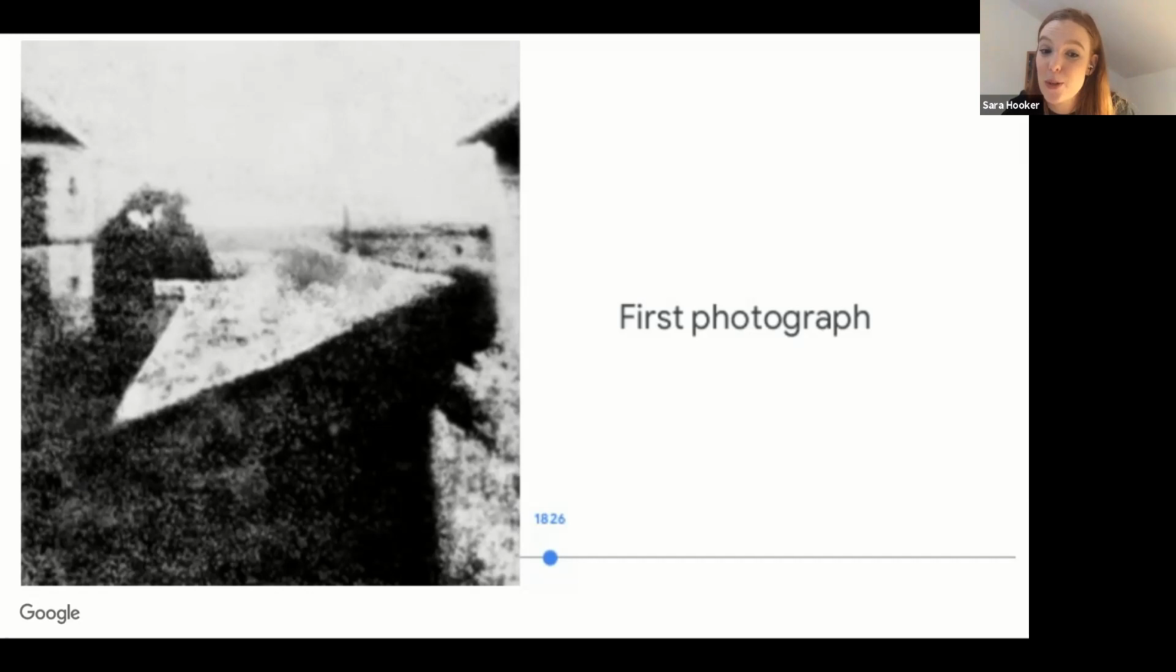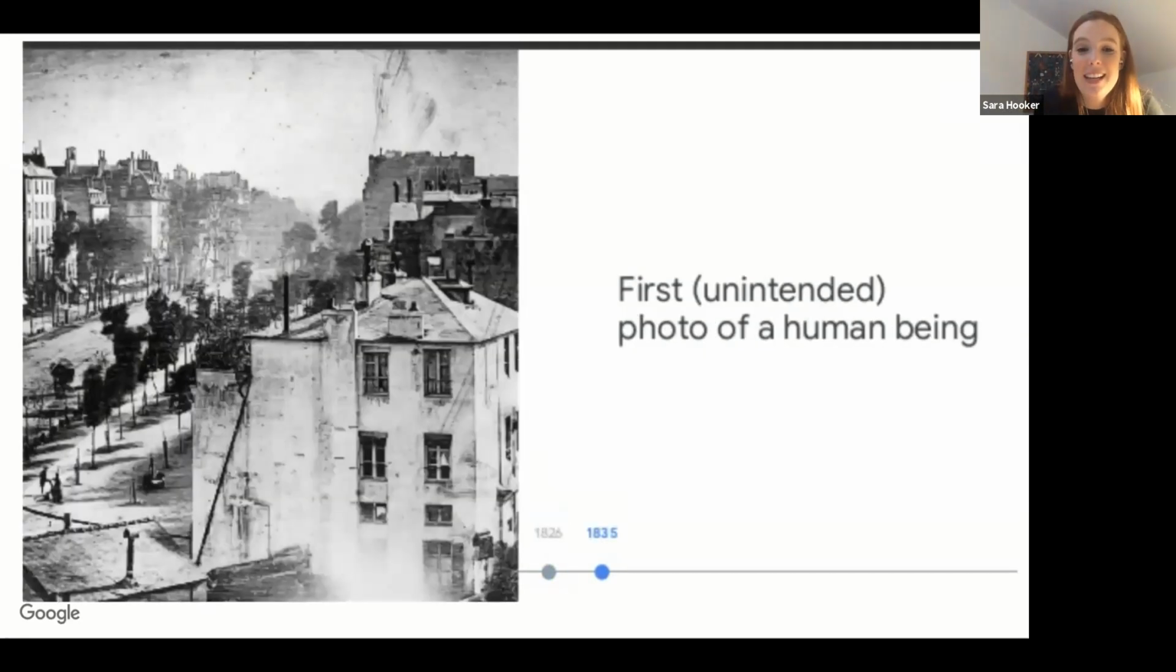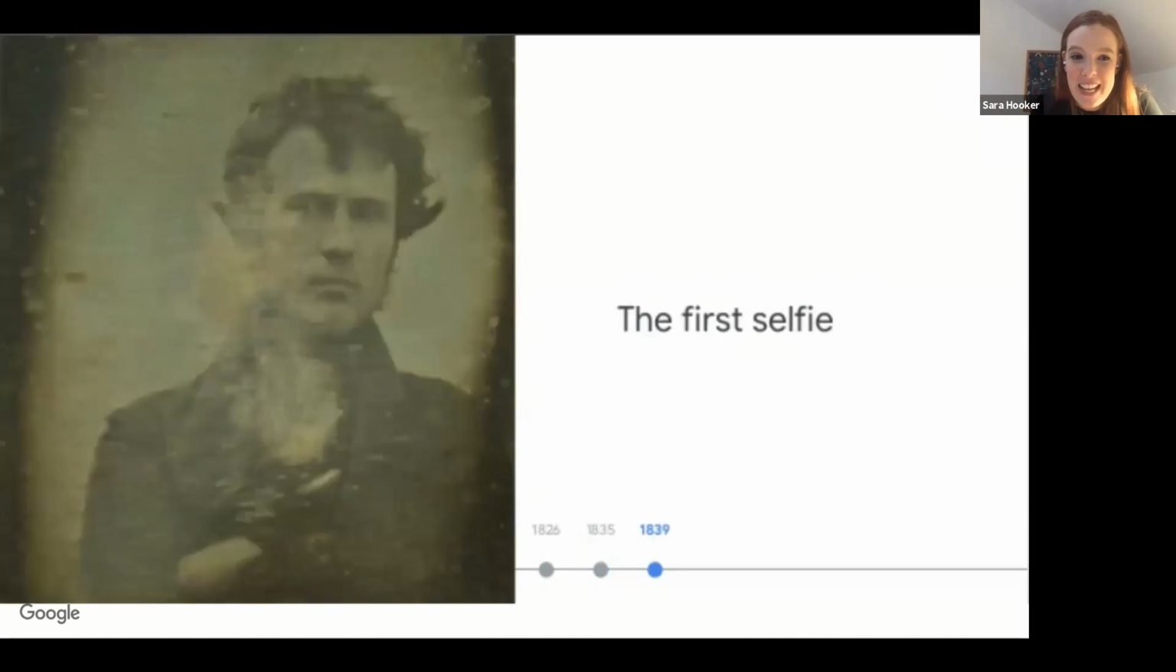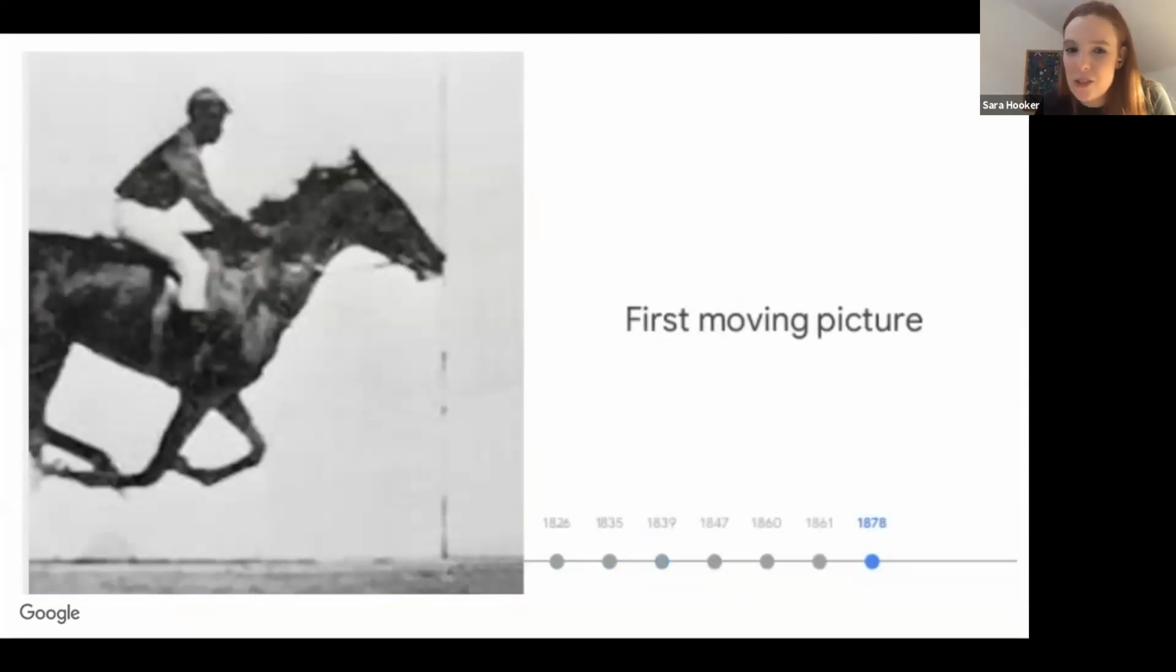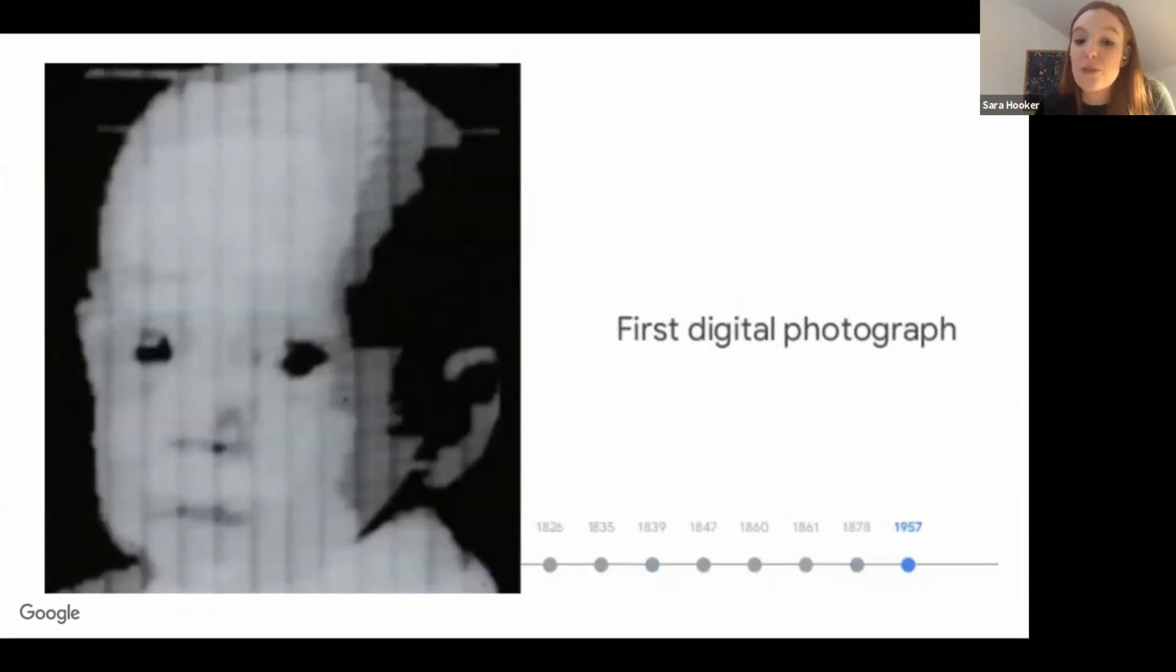So this is the first photograph in 1826. And then we have the first unintended photograph of a human being. You need to spot the human being in a very, I guess, buried corner. First selfie, very severe. I believe this was a long exposure time, and so part of the expression was that he had to remain remarkably still for a significant period of time. First moving picture, and the first digital photograph.